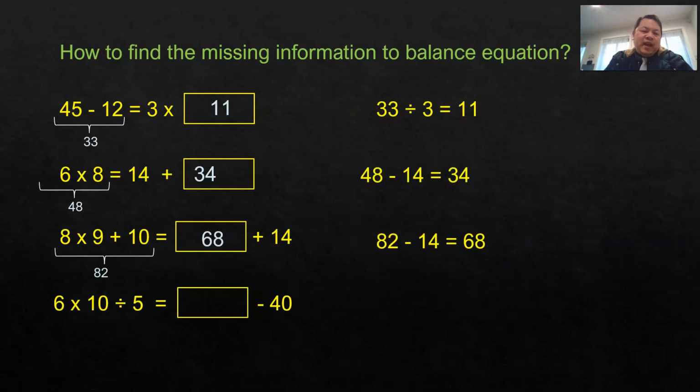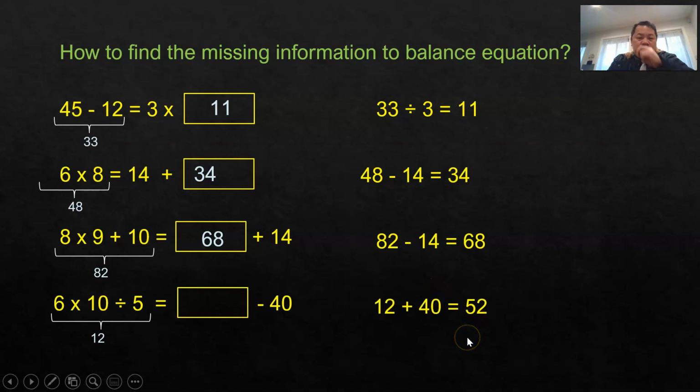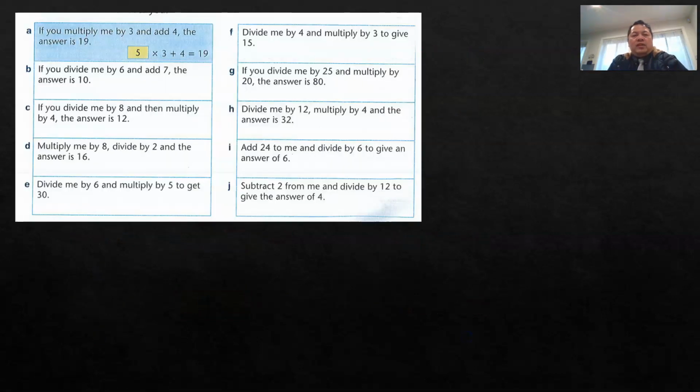You have 6 times 10 divided by 5, which is 12. So what minus 40 will give you 12? It's again the opposite. 40 plus 12, which is 52. So 52 minus 40 will give me an answer of 12. Okay? Now what about all these equations here? You have to formulate the equation.